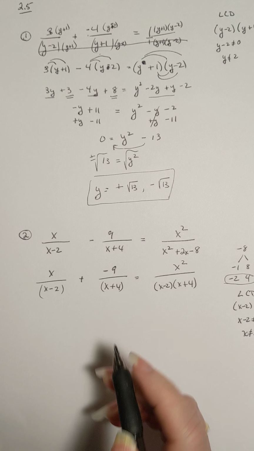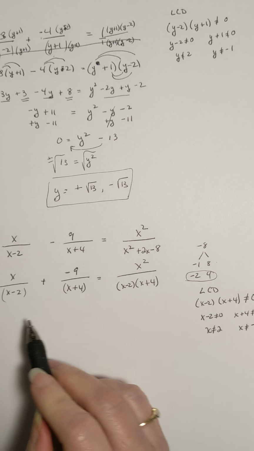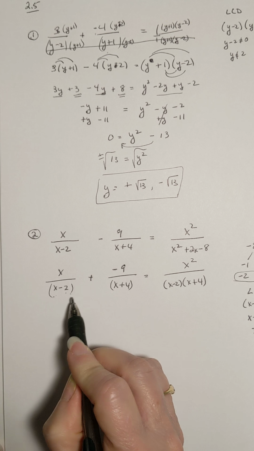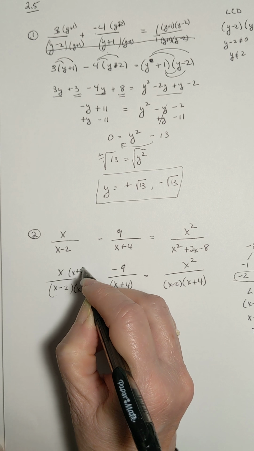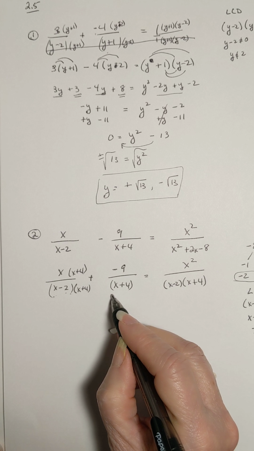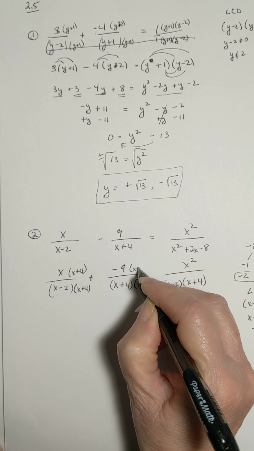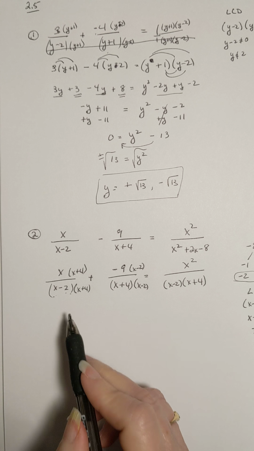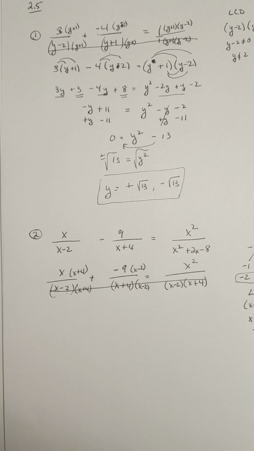So now I'm going to make my LCD x minus 2 times x plus 4. So that's what all the denominators have to be. So this one has the x minus 2. It's missing the x plus 4. This one has the x plus 4. It's missing the x minus 2. So multiply numerator and denominator by x minus 2. Now this one has both of them, so I don't need to fix that one at all. Now notice all of my denominators are the same, so I scratch through my denominators.